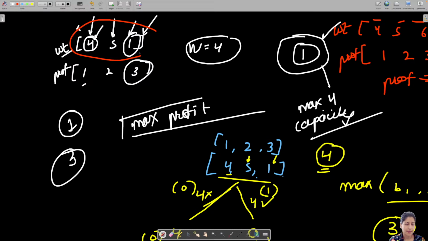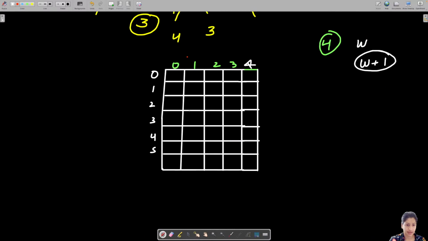One second, let me check. I think I've taken this wrong. You had 3 weights total. Let me just correct it. This is the profit I wanted to write.